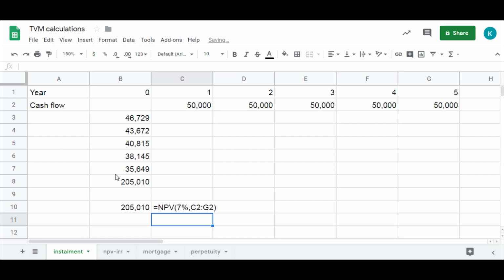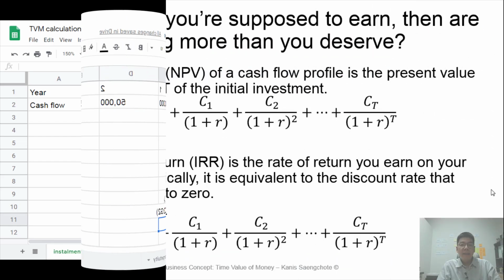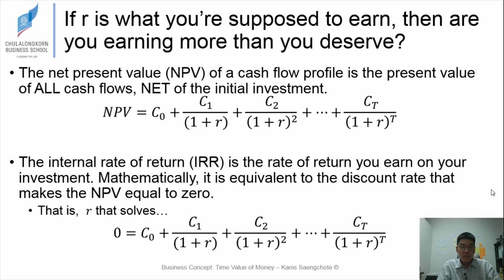And this is how you calculate the present value of any stream of cash flows. Next, let's talk about investment evaluation. Now, if that rate of return, discount rate, hurdle rate, required rate of return, however you like to call it, is what you're supposed to earn, then are you actually earning more than you deserve in this investment opportunity?